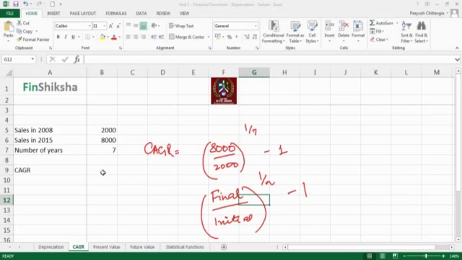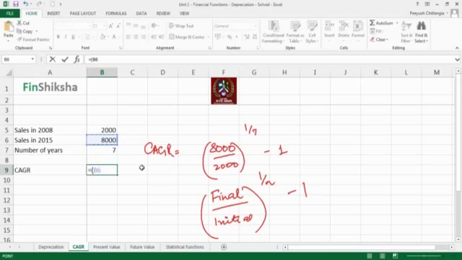Let's calculate this data, right? So we need to put a bracket, CAGR, bracket 8,000 divided by 2,000, close bracket, raised to the power, open a bracket, 1 divided by 7, close bracket, minus 1, right? So it will first divide within the brackets, then take the power based on our general mathematics rule of priority of calculations, and then subtract 1 from that. What we get is a number which is 21.90%, right?